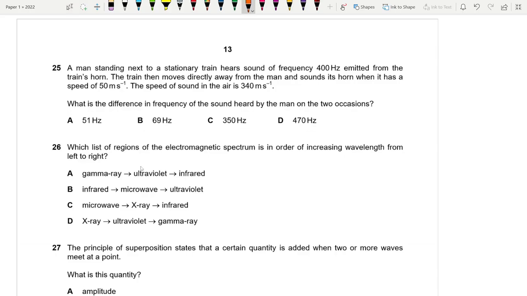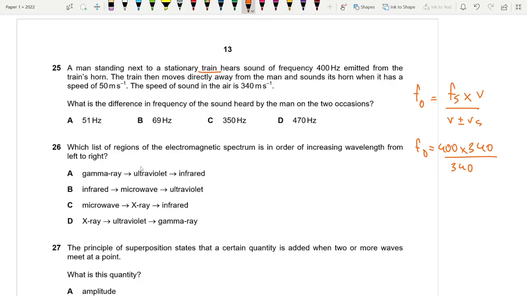So initially, the man was standing next to the train, so there was no Doppler effect. Now the train is going away from him. So remember that the observed frequency is equal to the frequency of the source multiplied by the velocity of the sound itself, or the wave, divided by the velocity of the sound plus minus the velocity of the source. So the observed frequency will be equal to 400, the source frequency, times the velocity of sound 340 divided by 340. Now you have to pick the plus minus sign depending on the scenario.